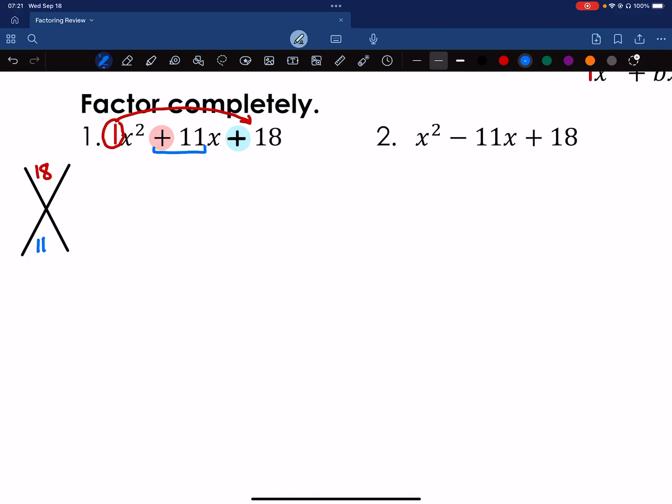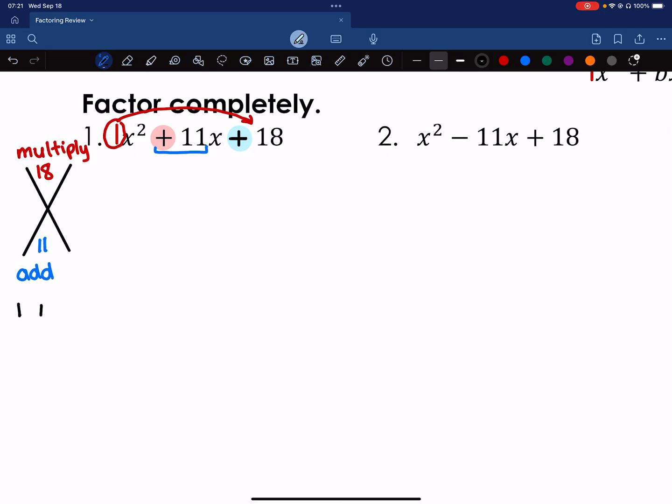So what we need to think about is what we can multiply to get 18, and because that last sign's a plus sign, we want to add to get 11. Some people may need to write out the multiples. So we have 1 and 18, 2 and 9, and 3 and 6. Which combination would add to give me 11? That would be 2 and 9.